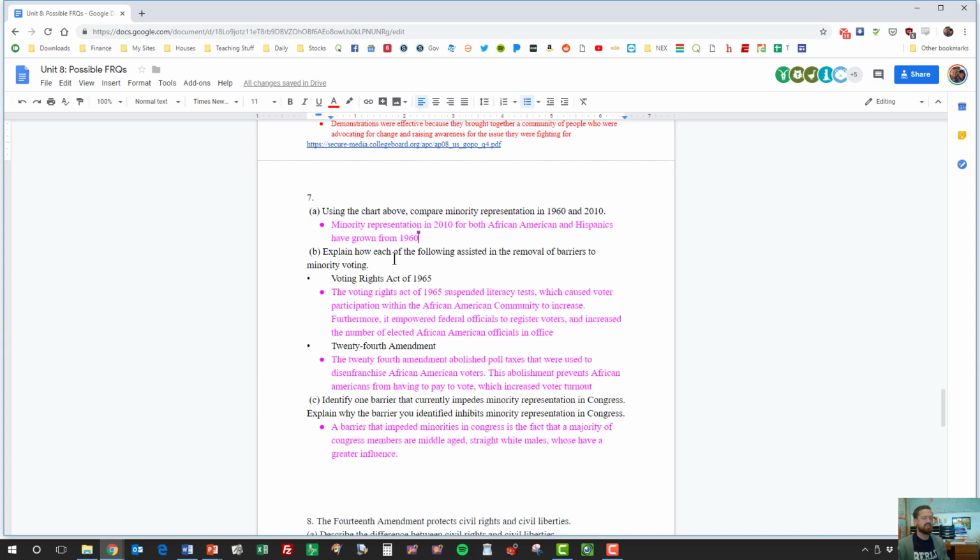Ooh, that's true. Explain how each of the following have assisted removing barriers to voting. Voting Rights Act. Suspended literacy tests, and it made African Americans vote way more. And it allowed the federal government to register African Americans to vote, or people in racist communities. They got to be registered by the federal government instead of the states. 24th Amendment got rid of poll taxes.